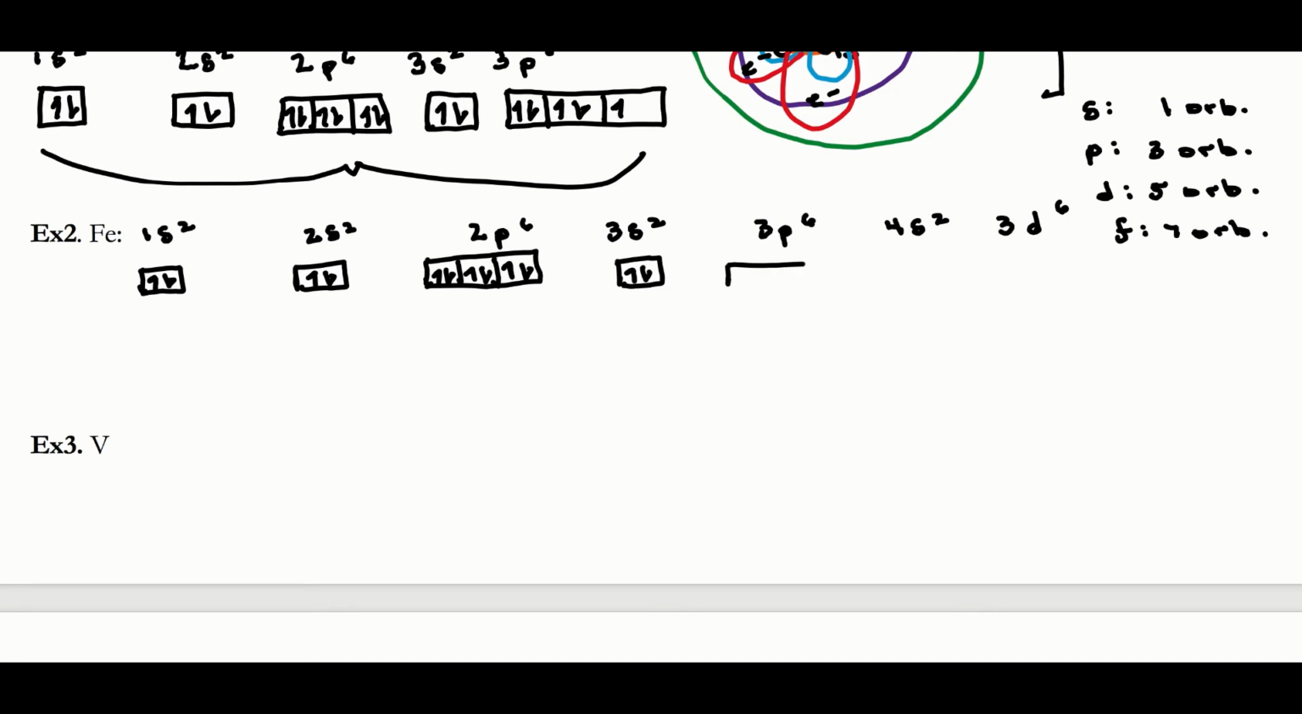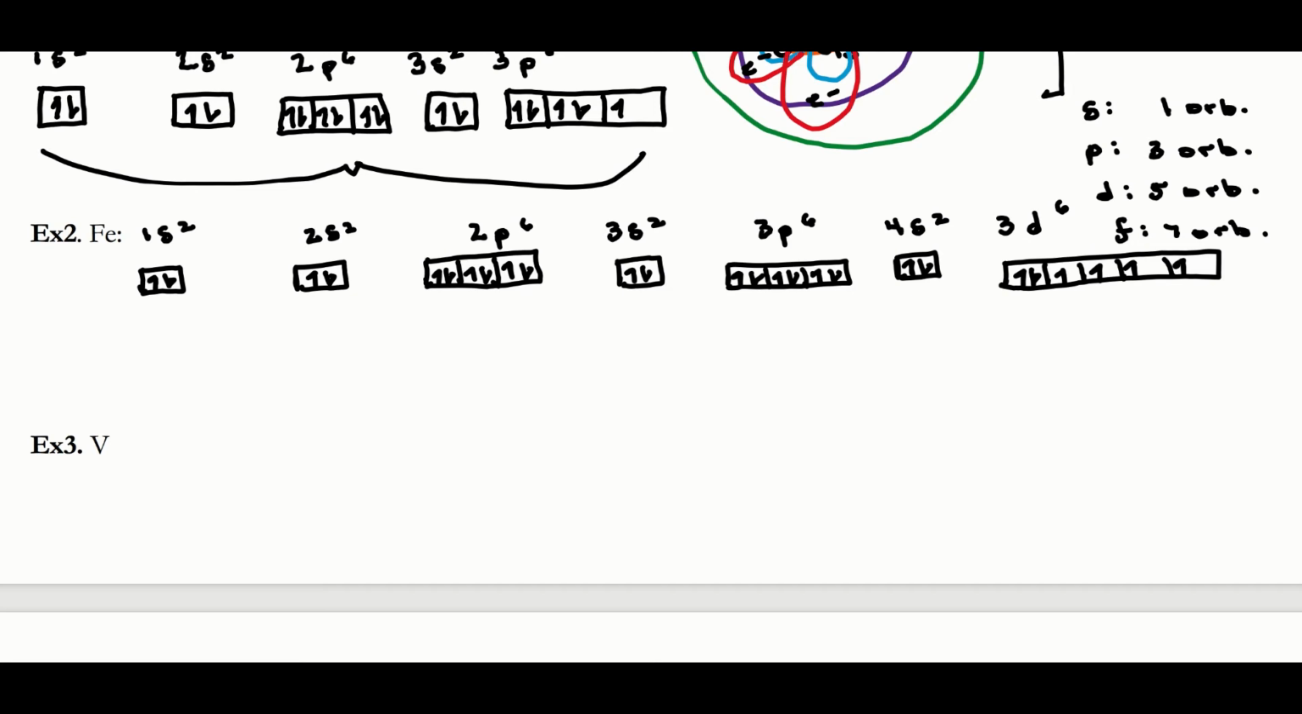Okay? For 3p, 3 orbitals, 1, 2, 3, 4, 5, 6. 3s has 2 electrons in one orbital. And then for 3d, I've got to draw 5 orbitals, 1, 2, 3, 4, 5. So I'm going to fill it 1, 2, 3, 4, 5, 6. So much more manageable than the monstrosity that I created up above. That is your orbital diagram.